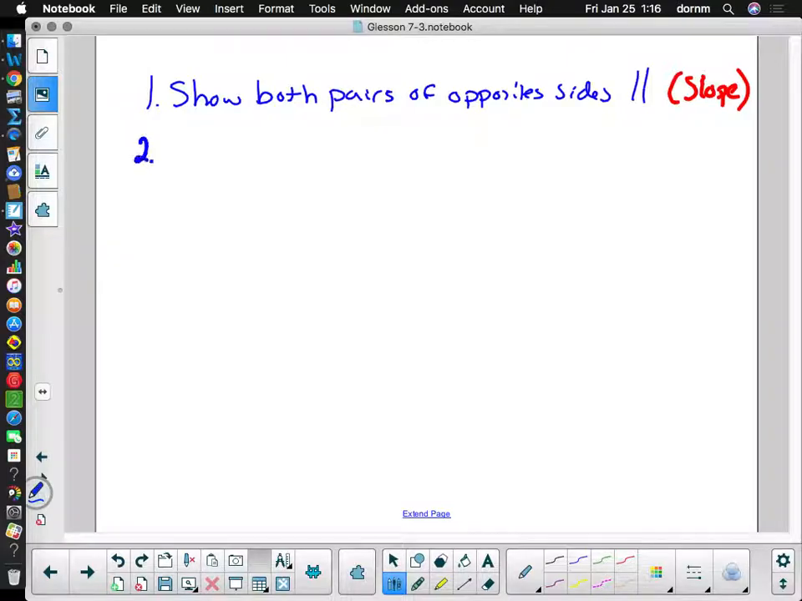Another one: show both pairs of opposite sides are congruent.